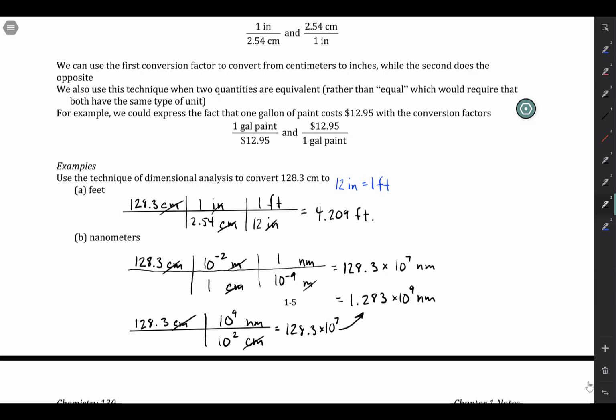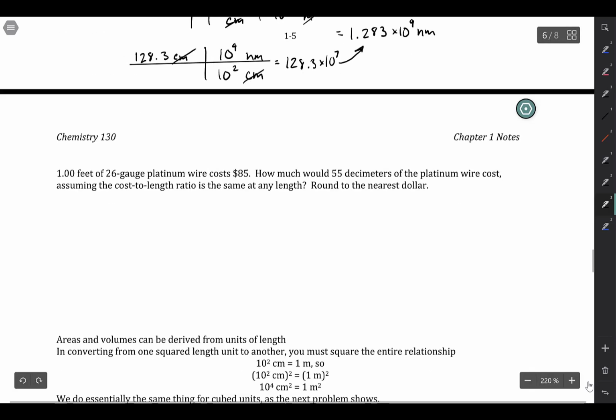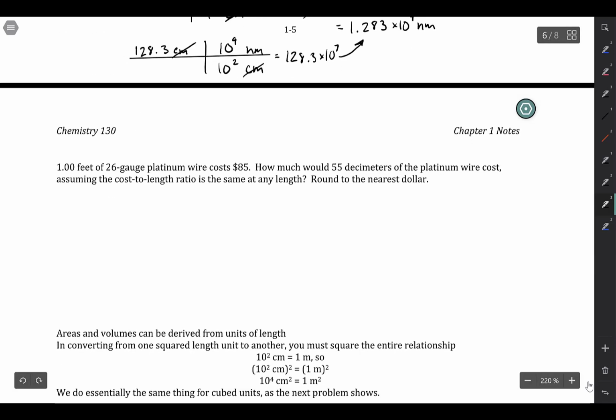Let's just go ahead and go on to the next problem. This one is a little bit different in that it's not just unit conversions, but it's going to involve some of these equivalence relationships. So we're saying that 1 foot of 26 gauge platinum wire costs $85. How much would 55 decimeters of the platinum wire cost, assuming the cost to length ratio is the same at any length? And we're going to say just round to the nearest dollar instead of worrying about sig digs.